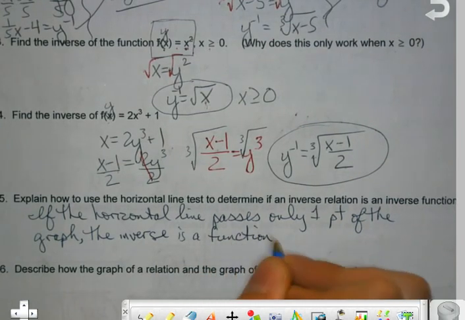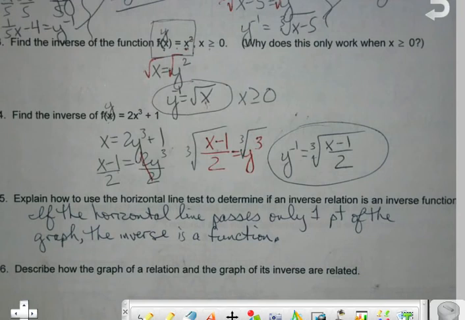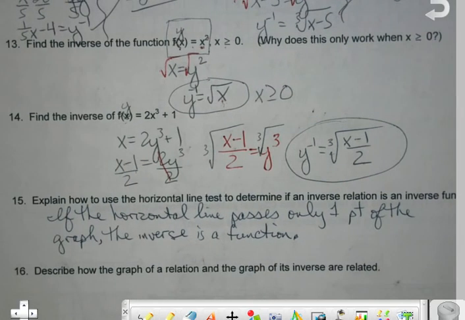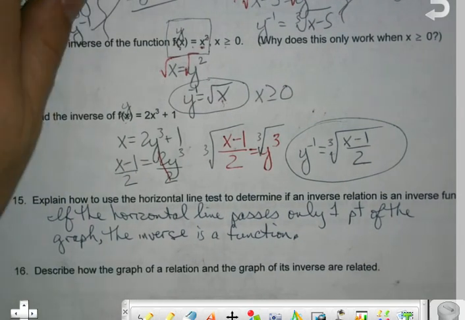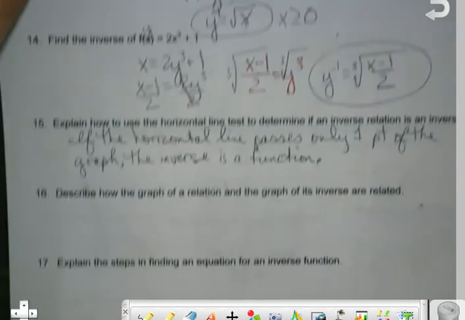You're just doing a quick word explanation of what the horizontal line test is. How would I use it? Well, if I draw a horizontal line and it only passes one point, the inverse is a function. That's it. Don't make it some big mathematical paragraph. Keep it simple.